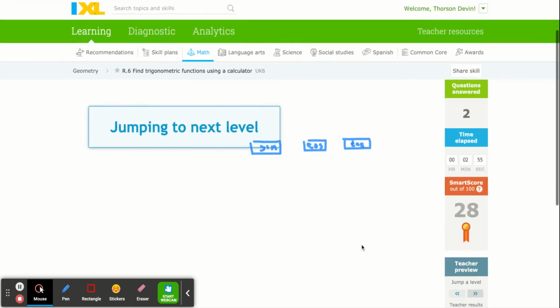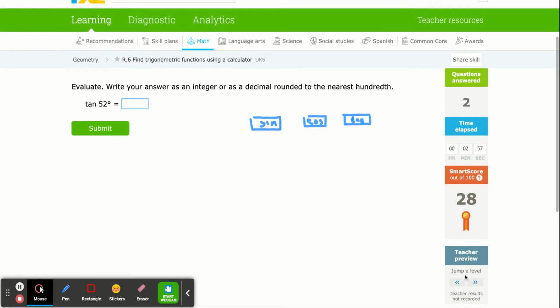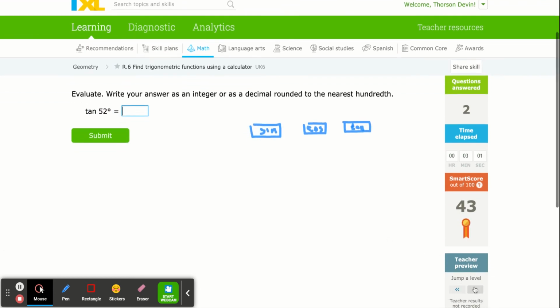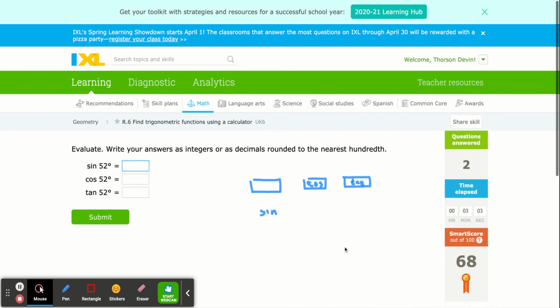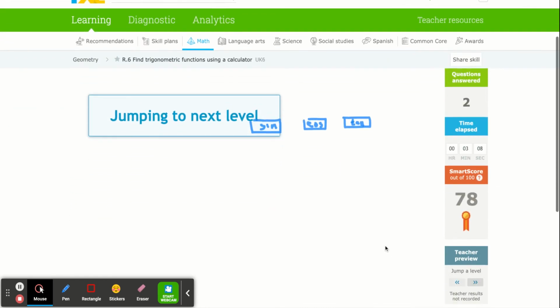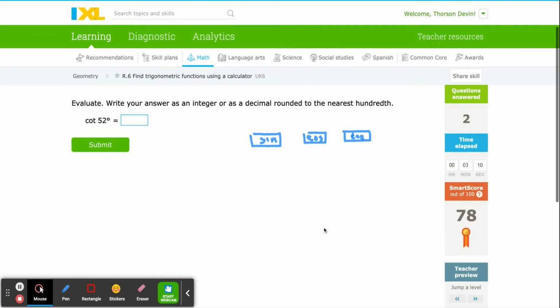Okay, not very difficult, but I need to jump ahead because I need to make sure you understand what to do when you get to the cosecant and the secant and cotangent and how to do those. All right, so when you get to the cotangent or the cosecant, your calculator does not have a cotangent button.